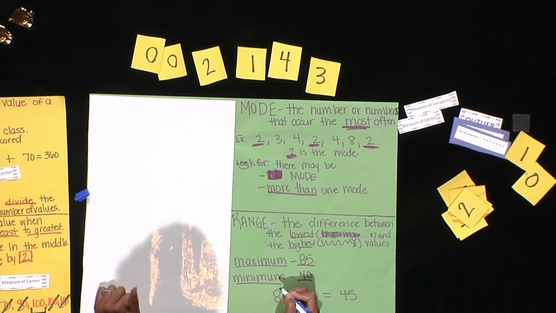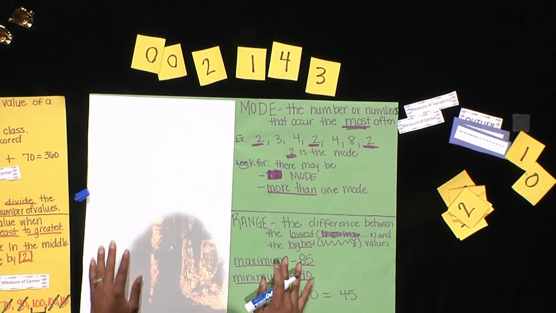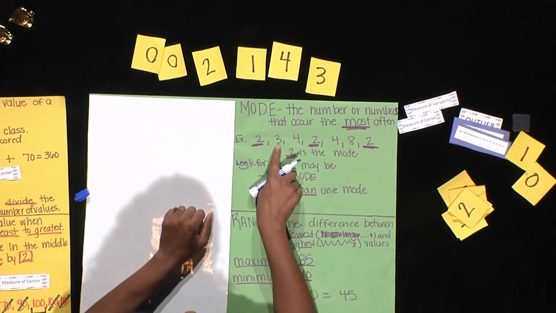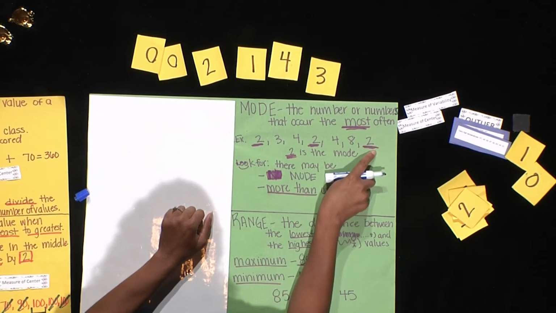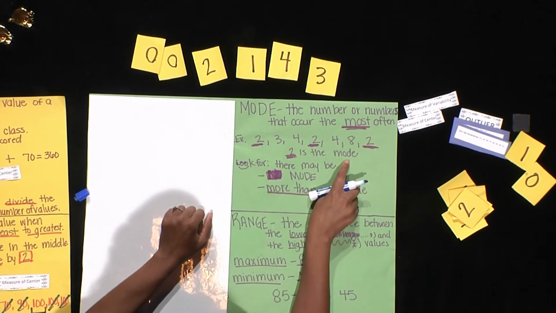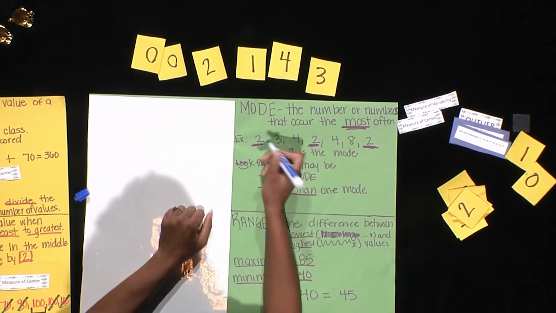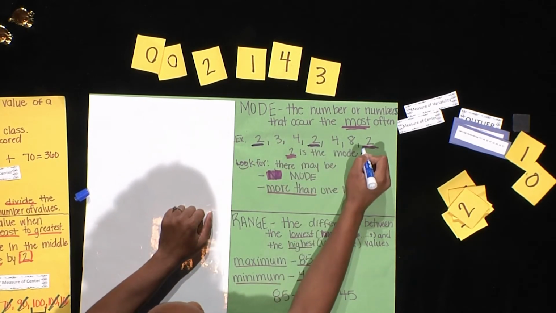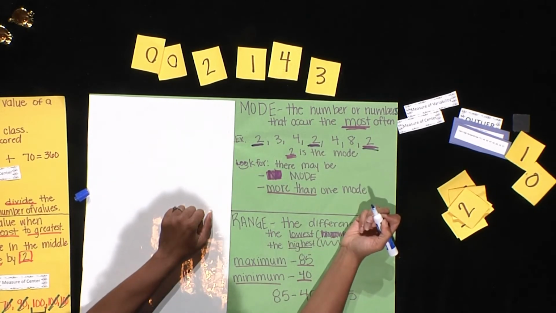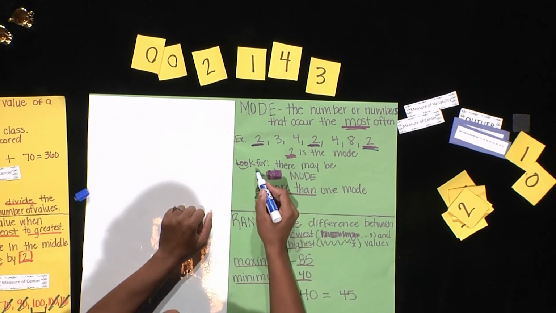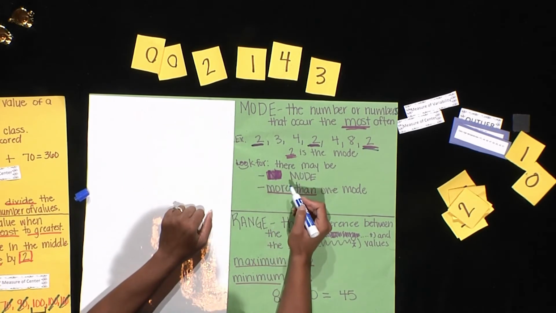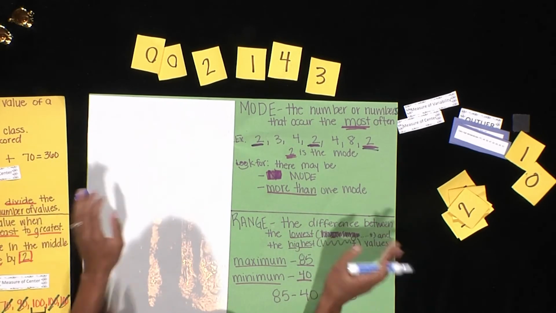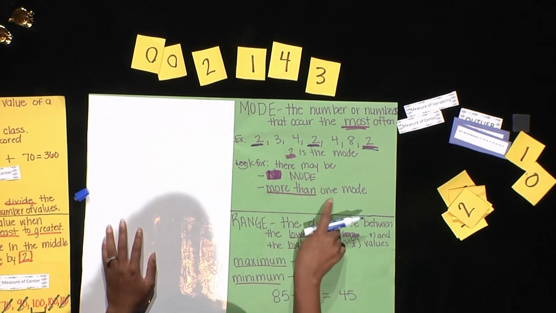Well, here is our example. 2, 3, 4, 2, 4, 8, and 2. Well, it says that 2 is the mode. Well, why? Because I have 2 3 times. Now, there's another look for with mode. Mode says there may be no mode. Or there may be more than 1 mode.